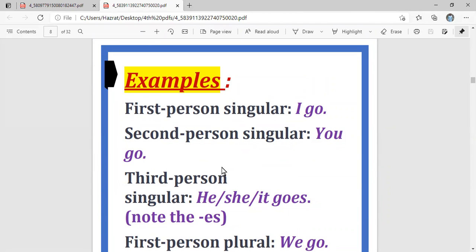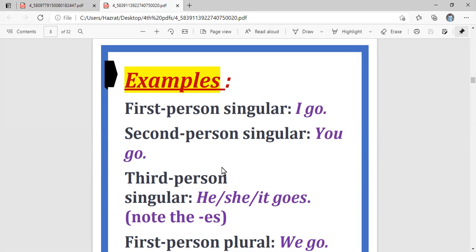Verb agreement. First person singular: I go, and first person plural: we go. Third person is he, she, or it goes. Remember that we add S or ES to the main verb. For example, he eats, she eats, he runs, she runs.